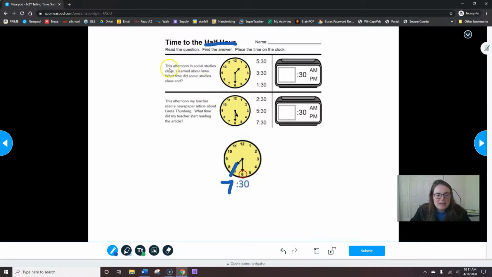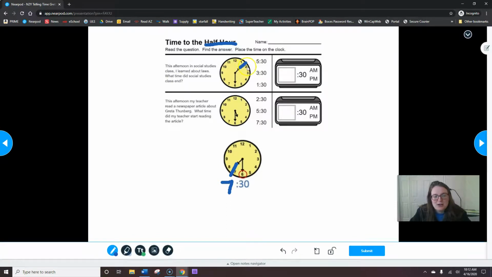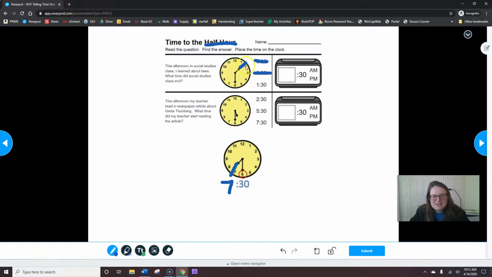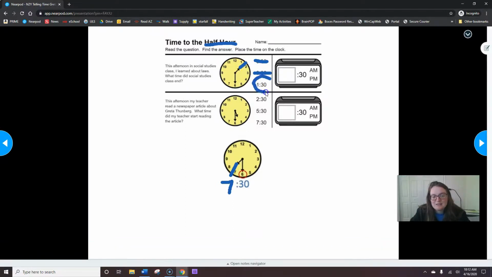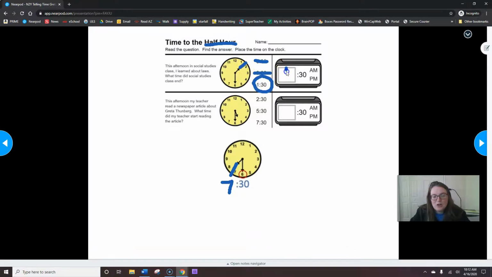This afternoon in social studies class, I learned about laws. What time did social studies class end? So we need to look first at the little hand. My little hand is in between the 1 and the 2. It didn't get to 2 yet. So it's not 5:30. It's not 3:30. Does this show 1:30? It does. It shows 1:30. It didn't get to 2 yet, so it's still on the 1.